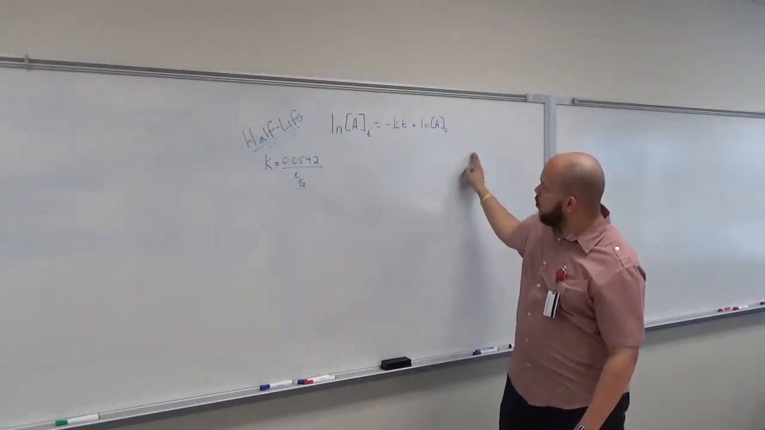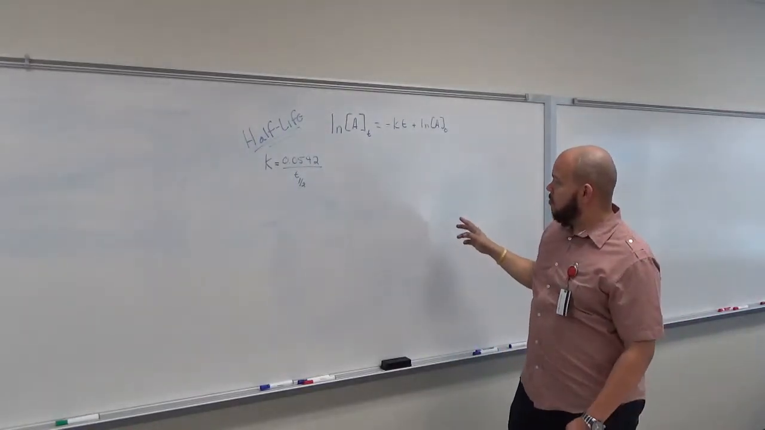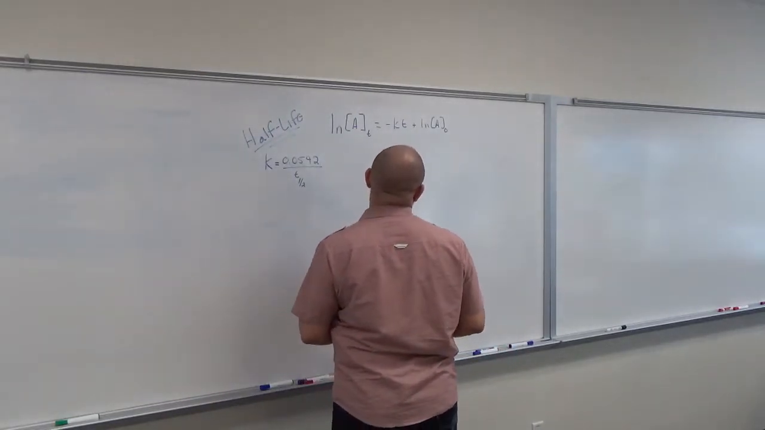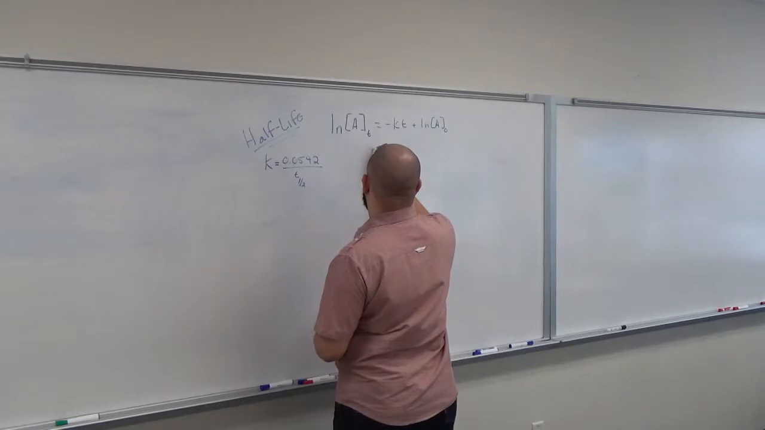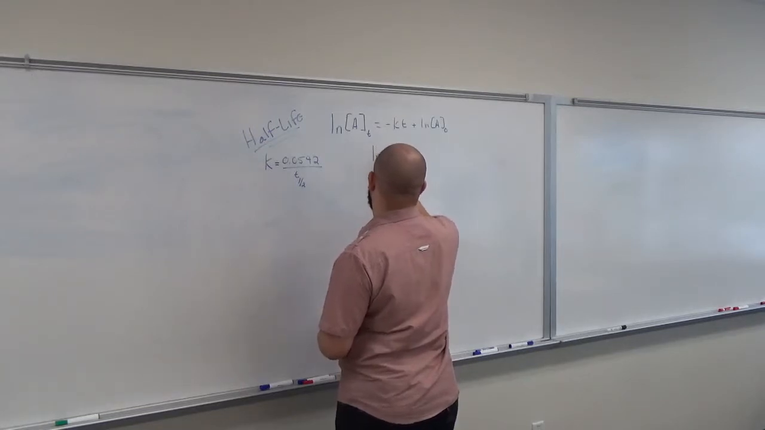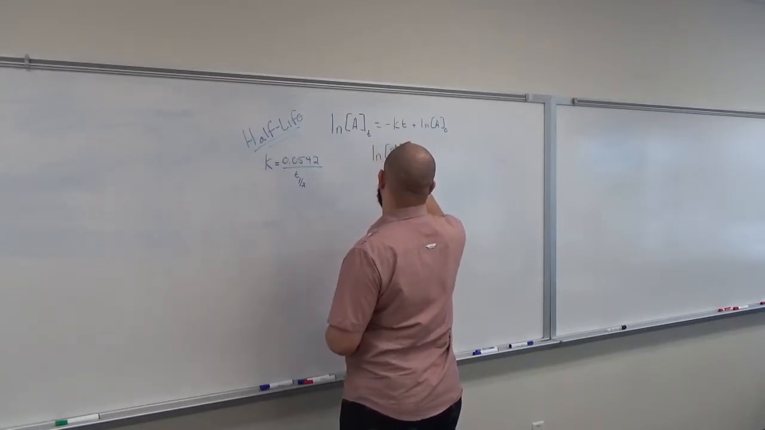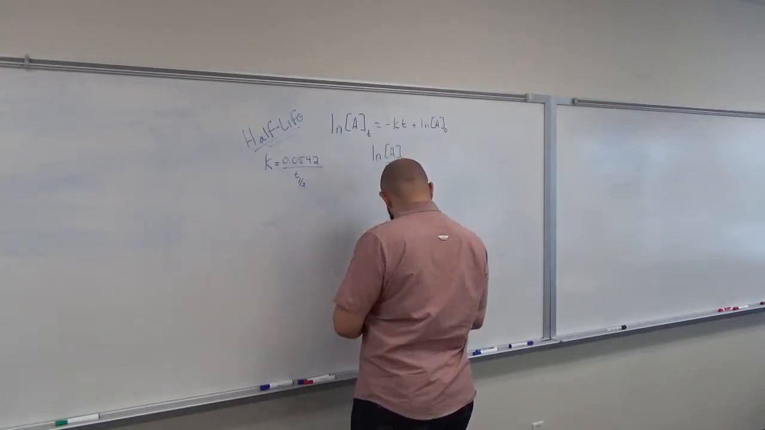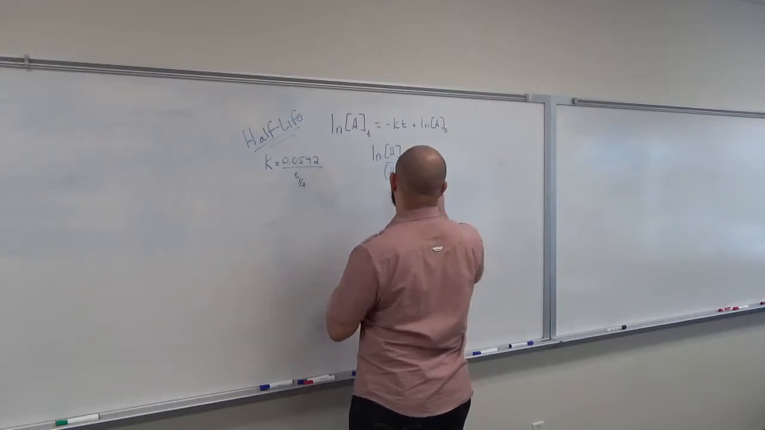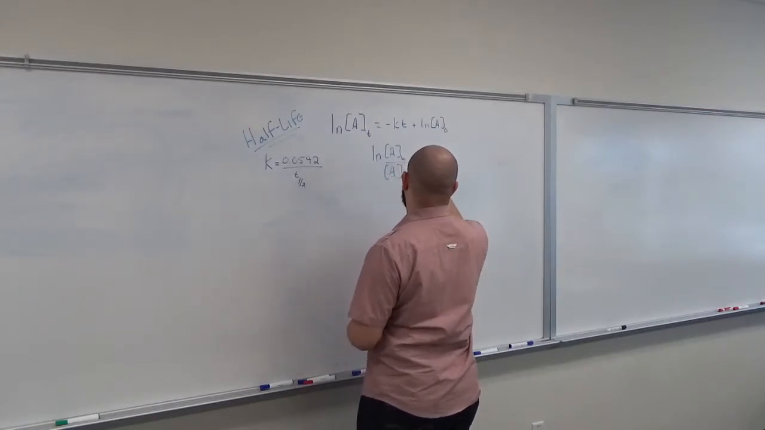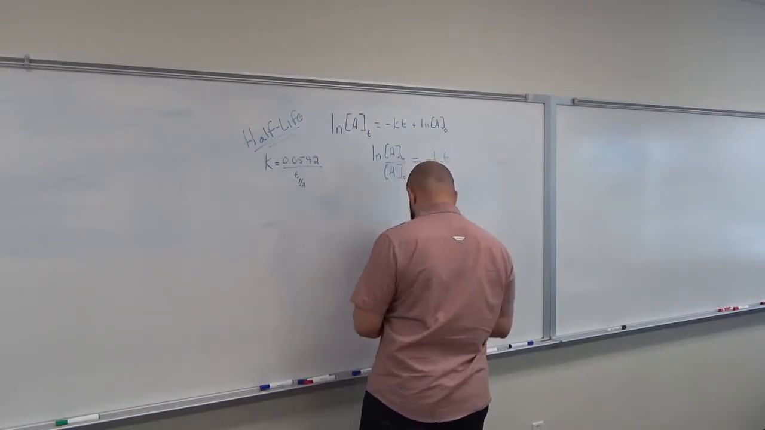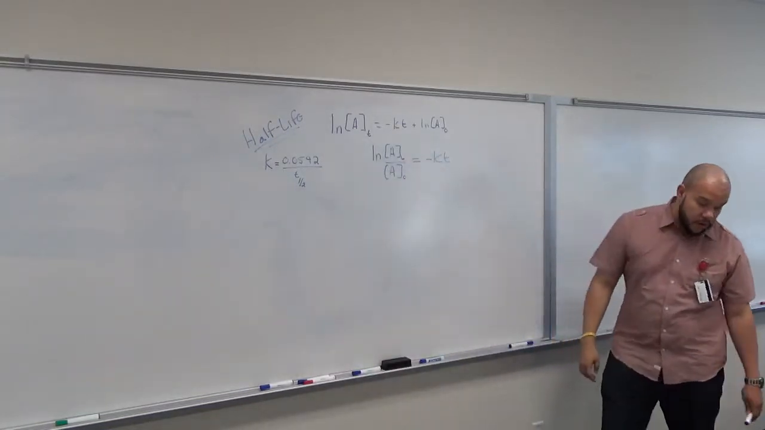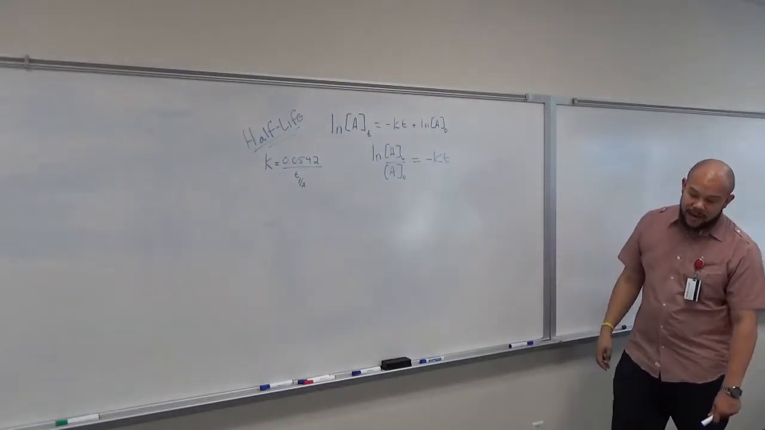If you rearrange all of this, you should remember that you end up with natural log of A_t over A naught is equal to negative KT. And that equation is what you're going to have to use when the time comes.